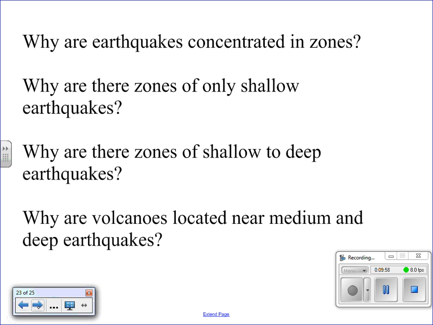Again, you should be able to go back to these questions now and answer each one of these. Why are earthquakes concentrated in zones? Why are there zones of only shallow earthquakes? Why are there zones of shallow to deep earthquakes? And why are volcanoes located near these medium and deep earthquakes?